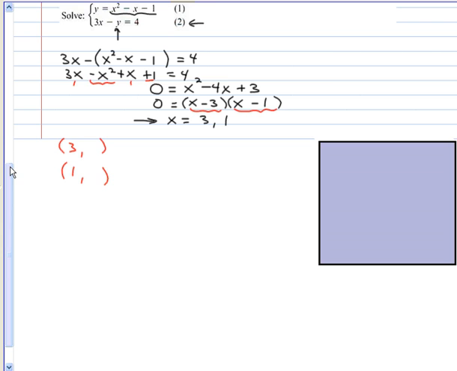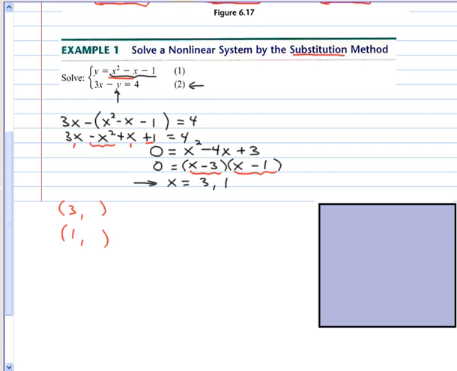So to get my y value, well, back up here in equation number 1, we know what y equals. So I can use that to get my y value. And if I have an x value of 3, my first situation, 3 squared minus 3 minus 1, substituting my x value into that first equation. So 9 minus 3 is 6, minus 1 more is 5. I get a 5 when my x is a 3. When my x is a 1, in that equation 1 again, 1 squared minus 1 minus 1. So 1 squared is 1, minus 1 is 0, minus 1 more is a negative 1.